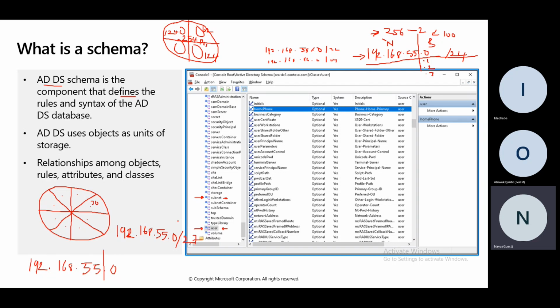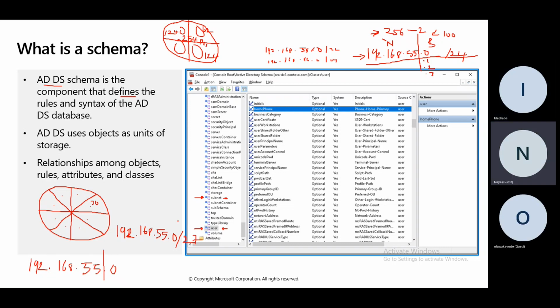I said it's a Class C IP address. We all know it's a Class C, with a network address of 27. It's not called 27, it's called slash 27. So when you see something like 192.168.55.0 slash 27, what is it telling you? That's what I want to hear.